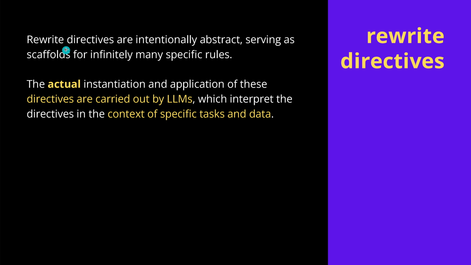So these rewrite directives are intentionally abstract, serving here as scaffolds for infinitely many specific rules. So it's, if you want, a sphere. The actual instantiation and the actual code application of these directives are in the next step carried out by our LLMs, by our agents. We will have 2 specific agents for this task, and they will be able to interpret the directive in the context of the specific task and your specific unstructured data of your specific documents. And this is the beauty.